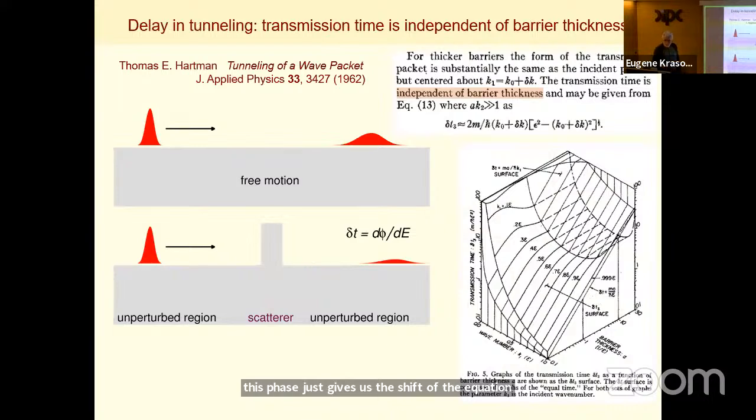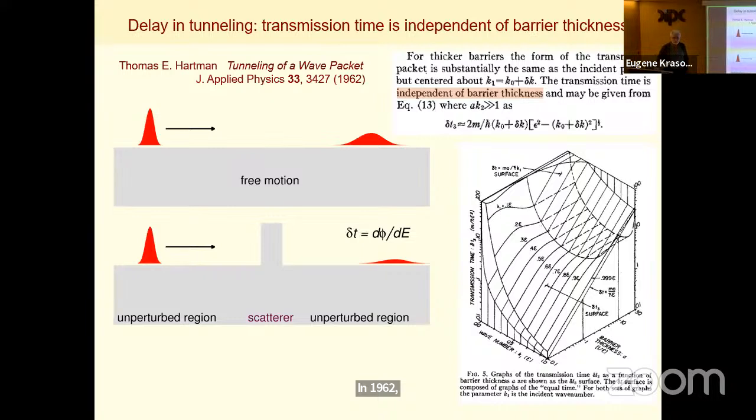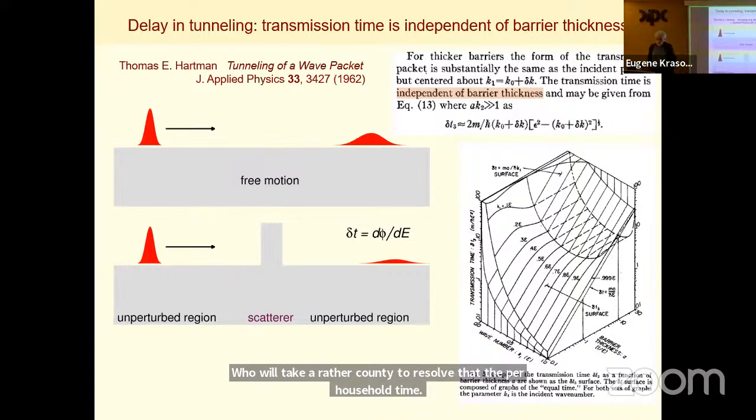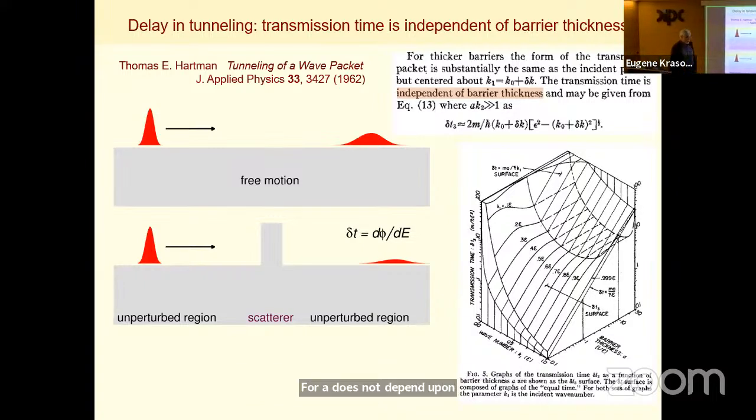In 1962, this formalism was applied to tunneling by Hartmann, who obtained a rather counterintuitive result: the traversal time for a barrier does not depend upon the width of the barrier. This means that if we ascribe a velocity to the motion under the barrier, then this velocity is unlimited, and consequently it may be larger than the speed of light. This observation has never been doubted, but it gave rise to hundreds of theoretical papers that tried to reconcile this with the special theory of relativity and understand why this is actually true.